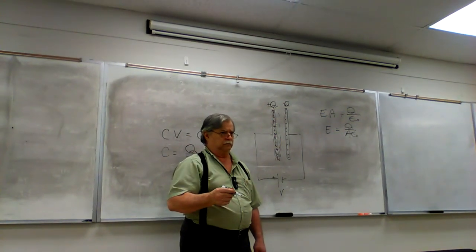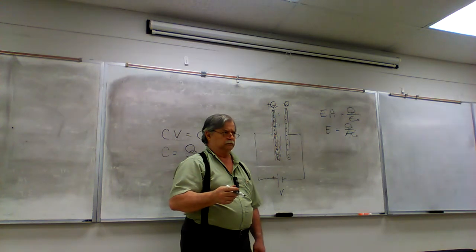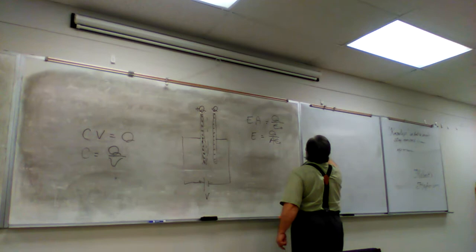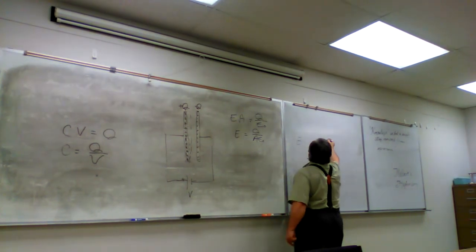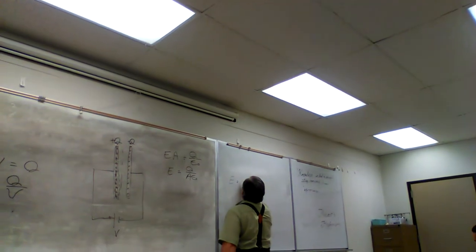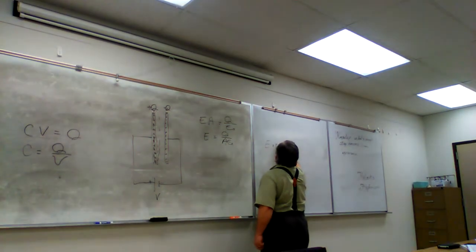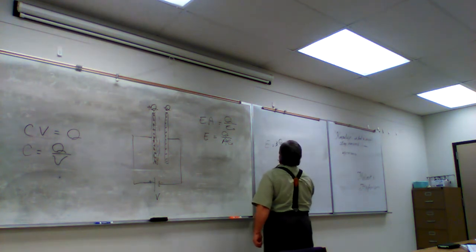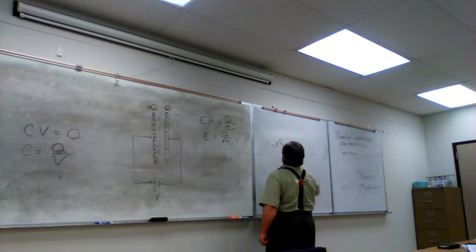How do you get from E field to potential, to the voltage? E is what? No, K Q over R squared, or over distance squared.